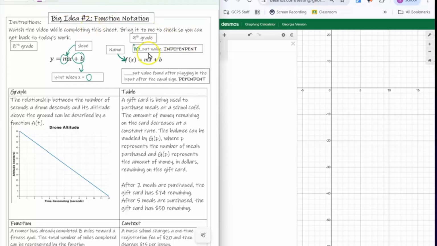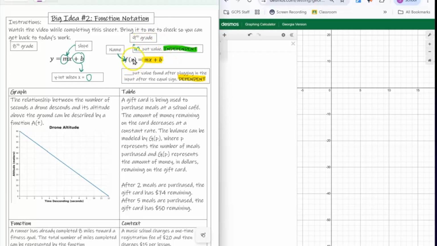And it's independent. How I want you to remember this is, think of you and your guardian or your parents, right? Your parents are independent. They don't ask you for permission to do anything. So they can do whatever they want. But the thing that is dependent is you. You are dependent. So the output, that means everything after the equal sign, whatever number that is after the equal sign, you are the dependent. So you depend on whatever your parents say.